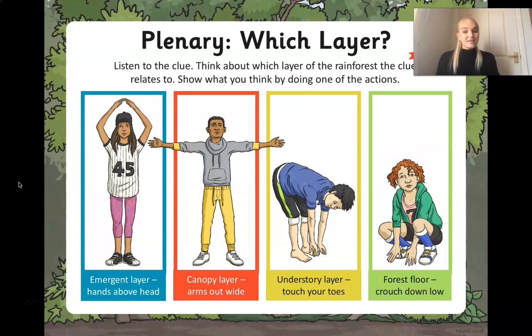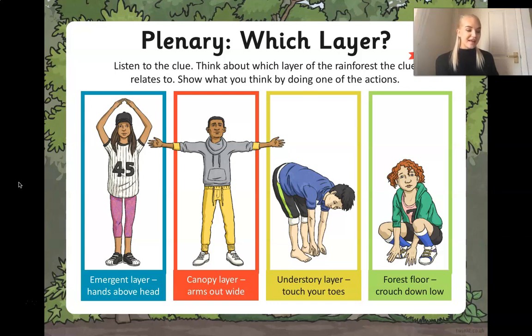So stand up, find a space where you can still hear me, and I'm going to start reading you some clues. Are you ready? So, my first clue is trees in this layer can be as tall as 60 meters high. Which one is that? Is that the emergent, canopy, understory or forest floor? Well done, it's the emergent layer. Fantastic.